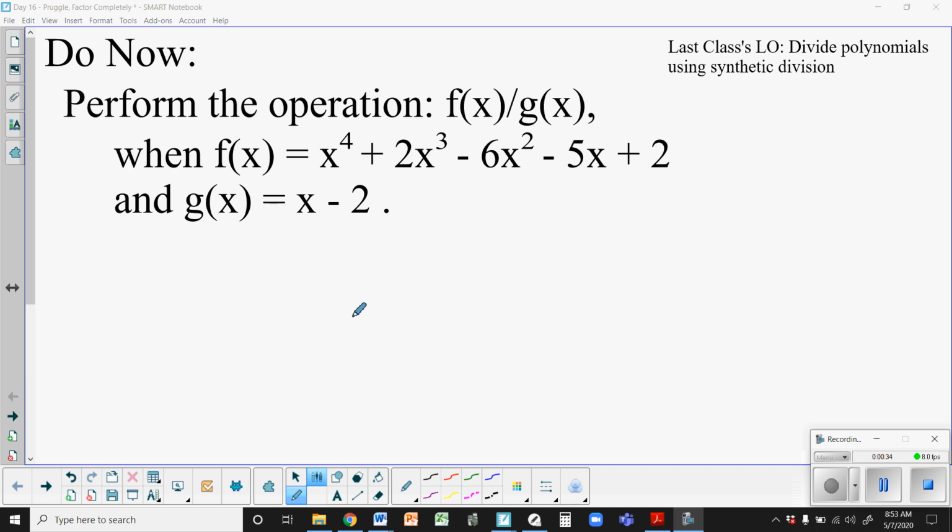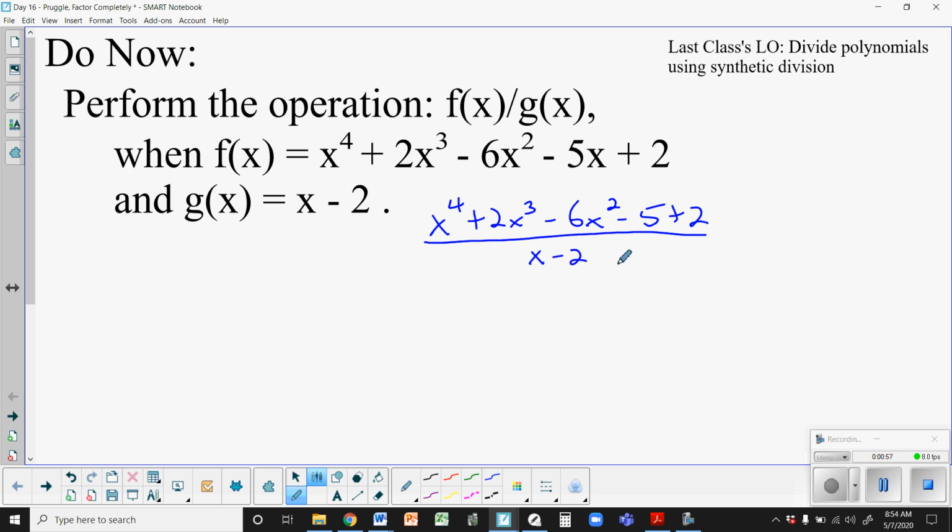All right, now that we're back, let's look at what we have. It says that we want to take the function f of x, so that would be this function, and we want to divide it by g of x, this one here. So let's write this out. We have x to the fourth plus 2x cubed minus 6x squared minus 5x plus 2, and all that is being divided by x minus 2.